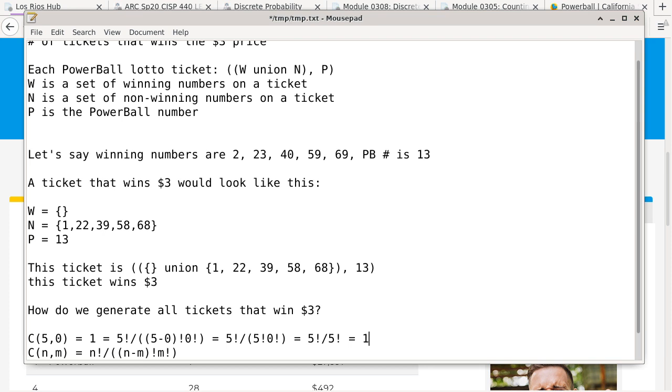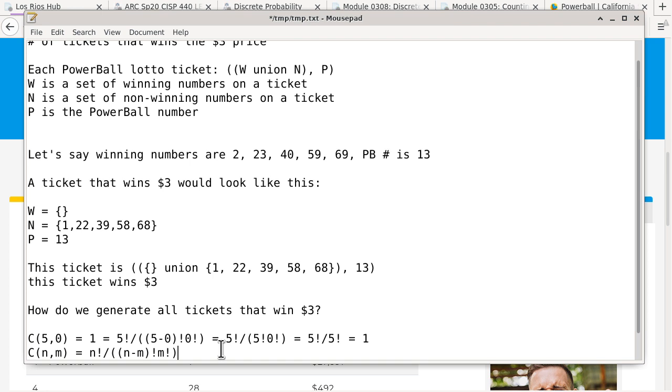Does everybody see how we can look at the number of combinations and still come to the same conclusion for choosing none out of 5? There's only one way to do it. Are we good so far? Yeah, in this case, we're not looking at all 20 numbers. We're considering the ticket that has the winning numbers. Correct. Yep. All right.